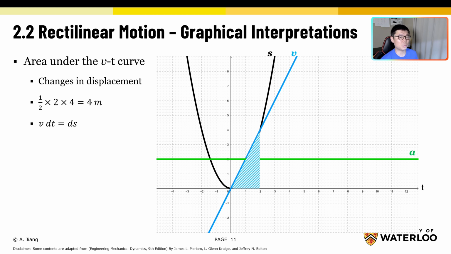Going backward again, we can take the integral of velocity, which will give us back the displacement. Using the area under the curve again, we have a triangle. 4 meter is the answer. Recall we had s equal to t squared. Subbing the t equals 2 gives us the same value. So here we have v dt equals ds.